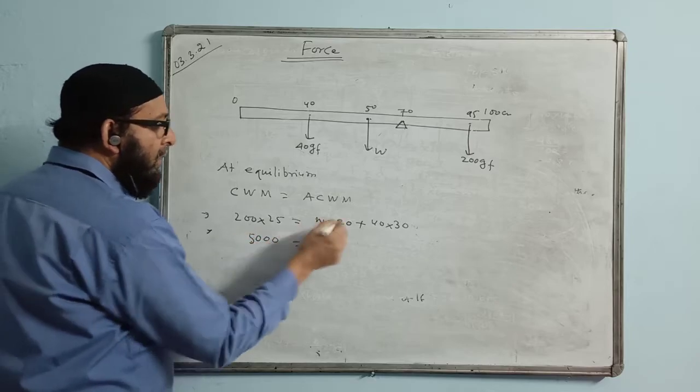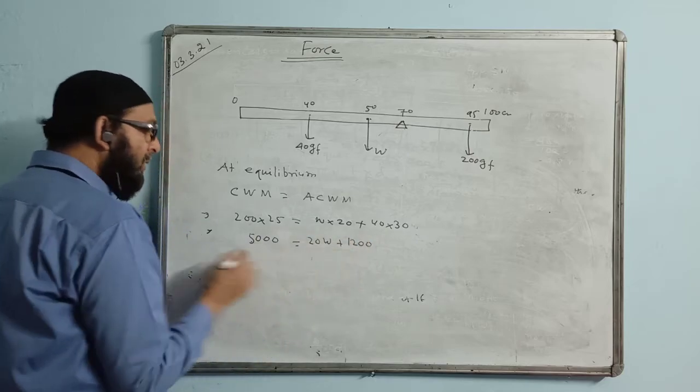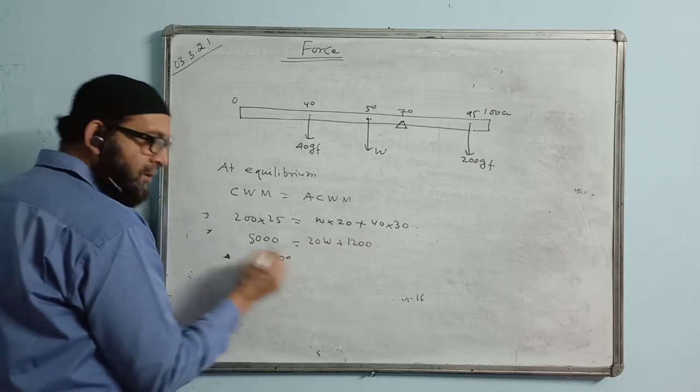This is 5000. This is 20 W. This is coming 1200. 5000 minus 1200 will come 3800.